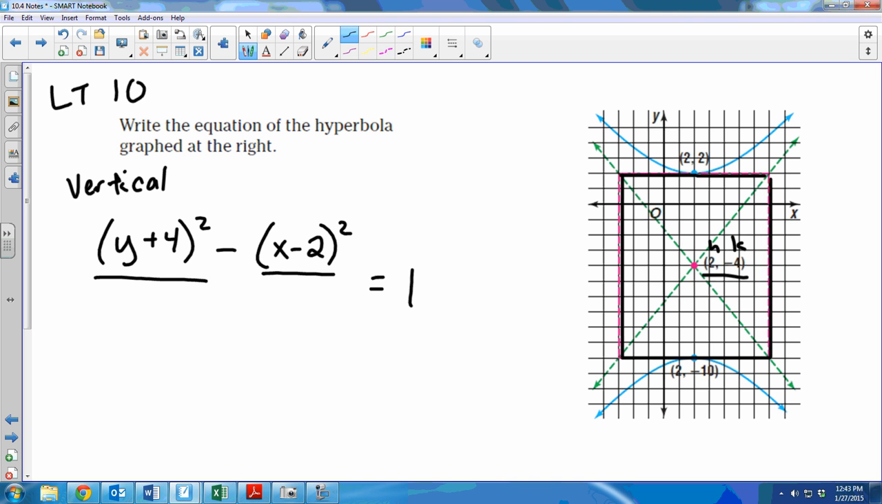Okay. Well, then we talked about this a little bit yesterday. We had the transverse axis. The transverse axis goes from vertex to vertex through the center. The transverse axis has a length of 2a. So just like in an ellipse, a is from the center to a vertex. All right? So in this case, a is 6, right? From here to here. That's 6. So if a is 6, then a squared is 36.